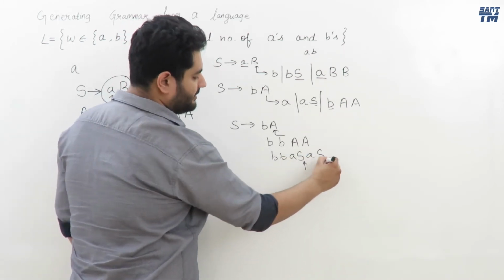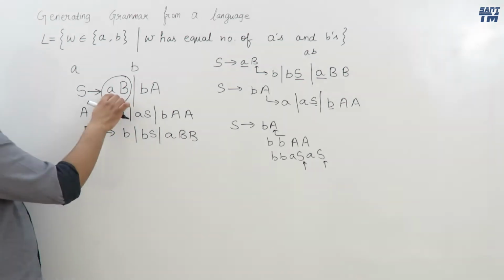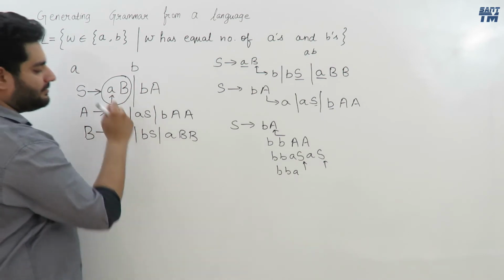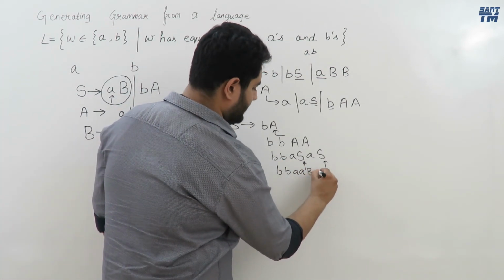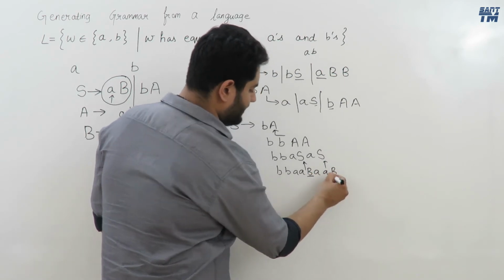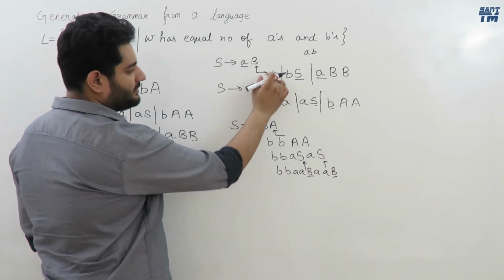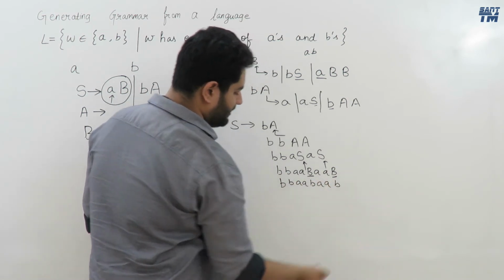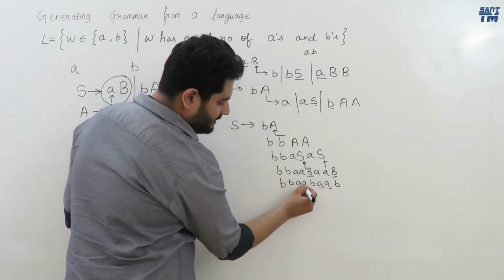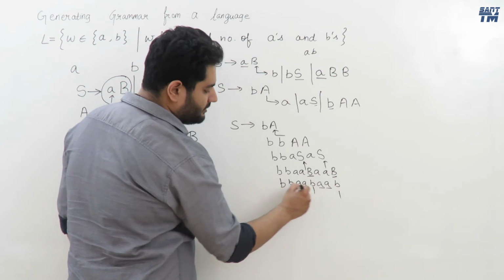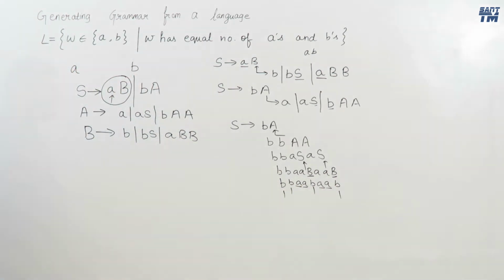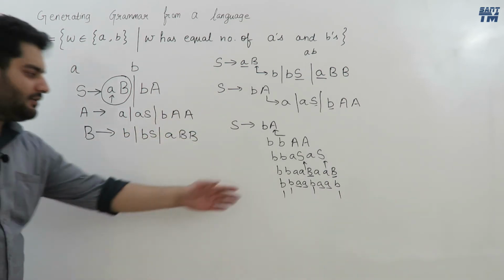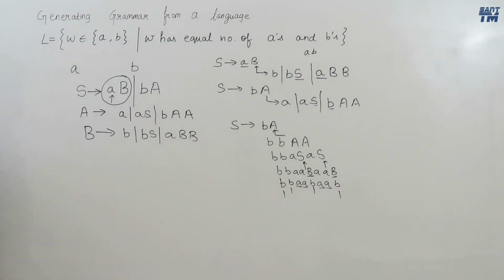Now in place of this S and this S, let us say we substitute AB. B, A, and in place of S we are substituting AB. B, B. Now in place of this B and this B, let us say we substitute this terminal B only. B, A, B. Count the number of A's, 1, 2, 3, 4. Count the number of B's, 1, 2, 3, 4. Equal numbers of A's and B's are generated. We simultaneously took productions starting from the start symbol, and we finally got a string having an equal number of A's and B's.